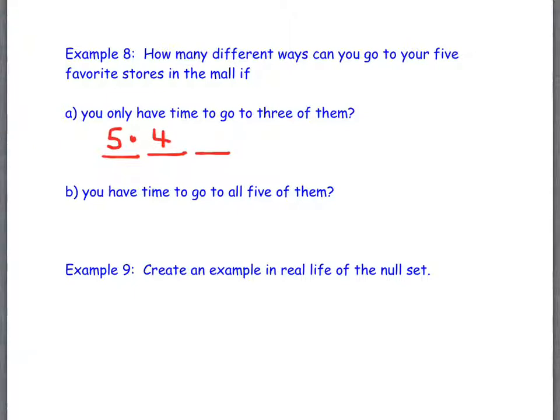She already went to one of them, and we're assuming that we're not going back and forth to the same places in the mall. That would be silly, right? You go in and buy something, you come out and you go in and buy something else. That would be odd. Unusual, anyway. And then the last one would be 3. So what's 5 times 4 times 3? 60. So there's 60 ways that we could do this.